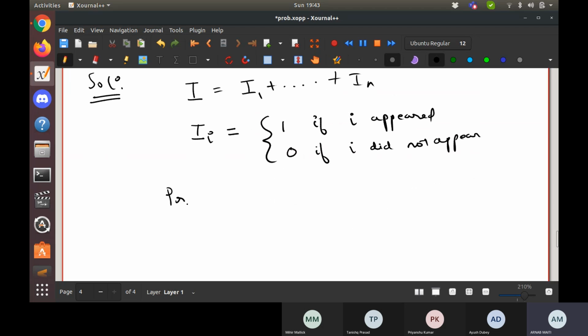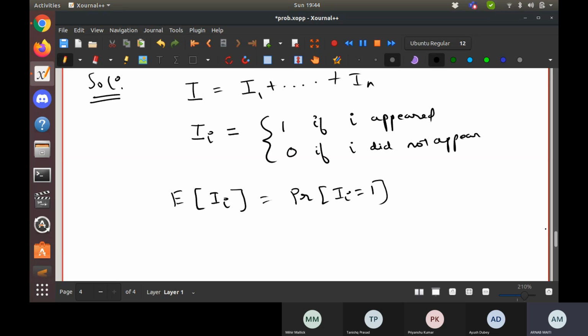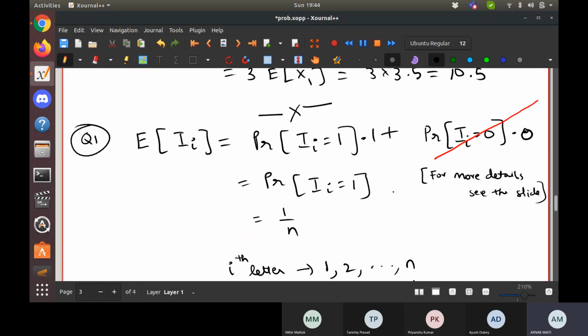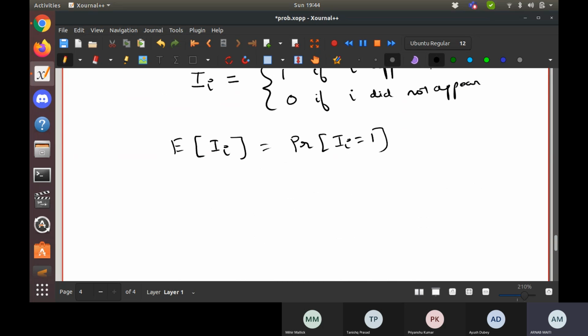Now, what is the expected value of I_i? If you solve that, then your question is solved. So at least the first step is pretty easy. It's equal to the probability of I_i equal to 1. Similar logic here, same thing. So now what is the probability that I_i is equal to 1? So the probability that the number i will appear.